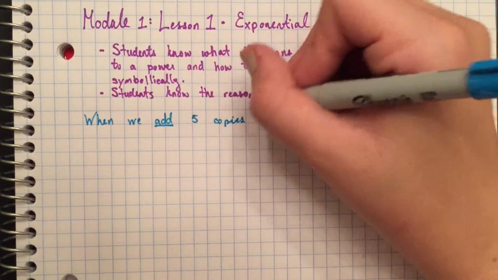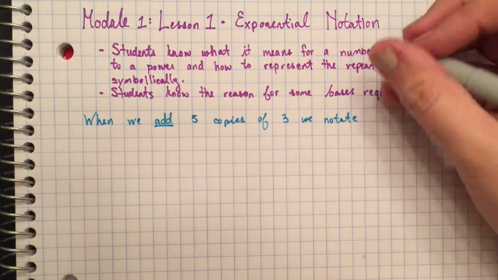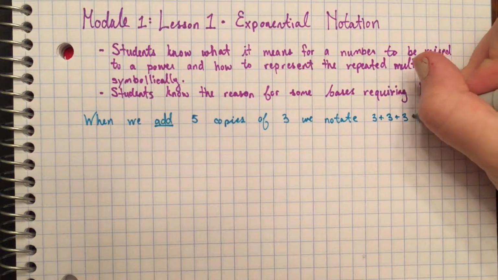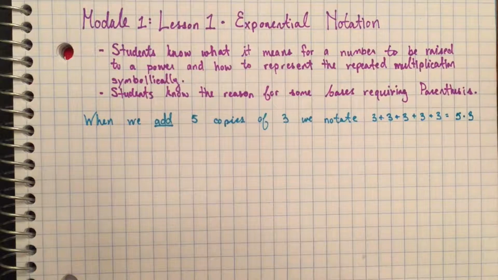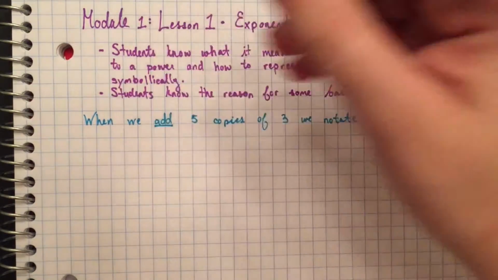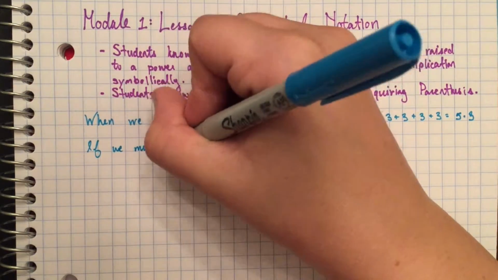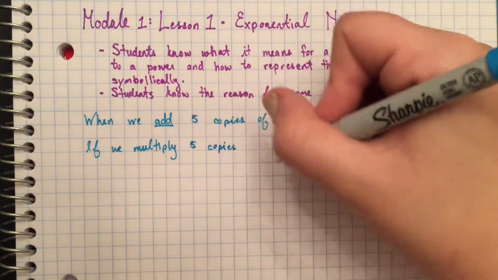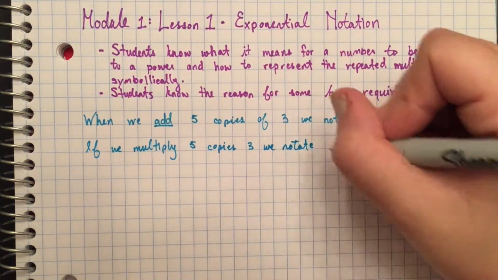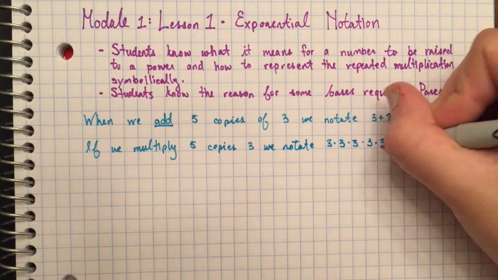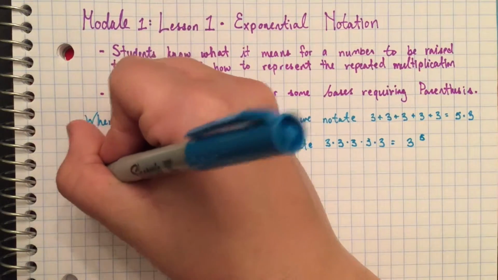So what we want to focus on is the notation, and we're going to remind ourselves that when we add 5 copies of the number 3, we notate 3 plus 3 plus 3 plus 3 plus 3 as equal to 5 times 3. We took an expression that's fairly long and we write it as a short summary of that expression. So if we multiply 5 copies of the number 3, we want to notate that 3 times 3 times 3 times 3 times 3 as equal to 3 to the 5th power.